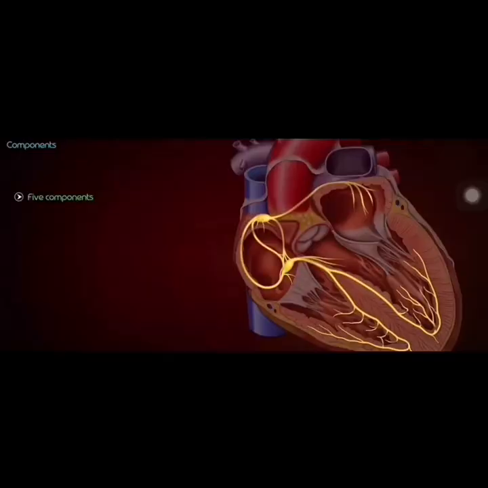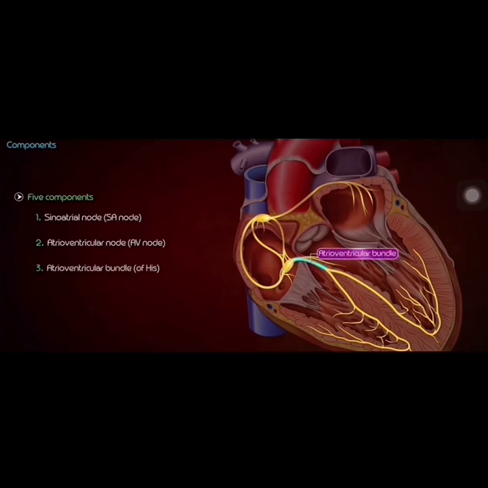Alright, so the conducting system of the heart consists of 5 main components. The first one is the sinoatrial SA node, then the atrioventricular AV node, the bundle of His, the right and left bundle branches, and last but not least, the Purkinje fibers.